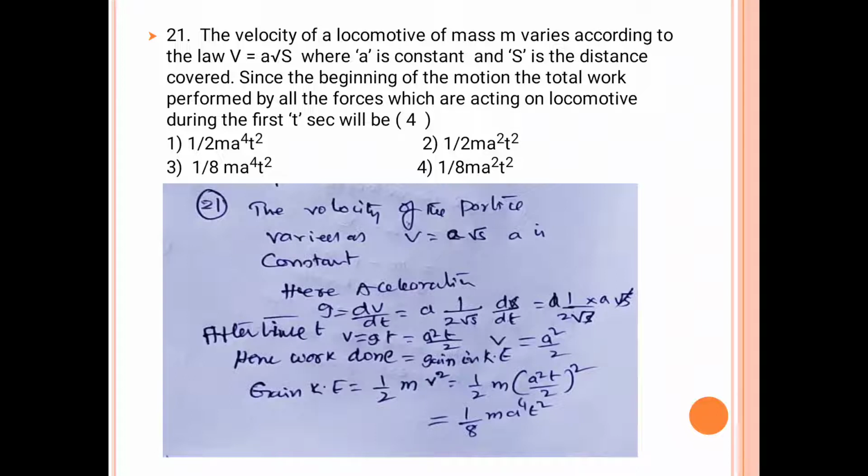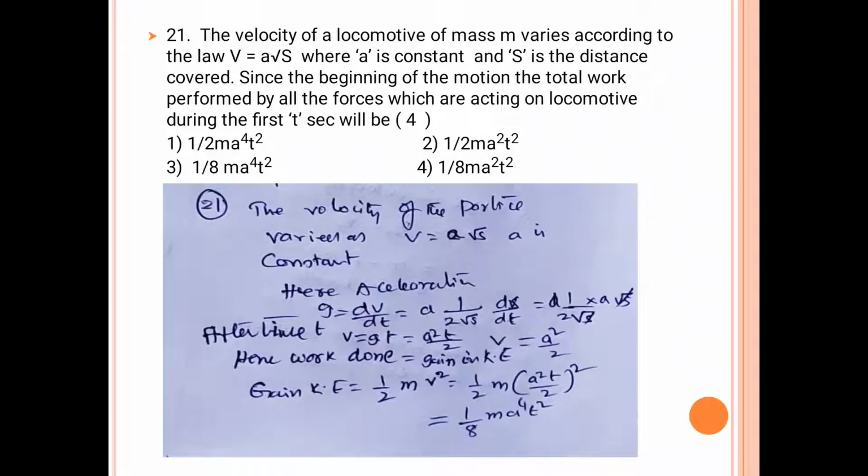Here the work done is equal to the gain in kinetic energy. So that means it will be moving on an almost horizontal platform. So here the energy will be only kinetic energy. If you compare the energies of the initial position to the final position, there will be only a gain in kinetic energy. So I have used this gain in kinetic energy technique. That gain in kinetic energy is half mv square. Then substituting that, you will get 1 by 8 m a to the power of 4 t square.